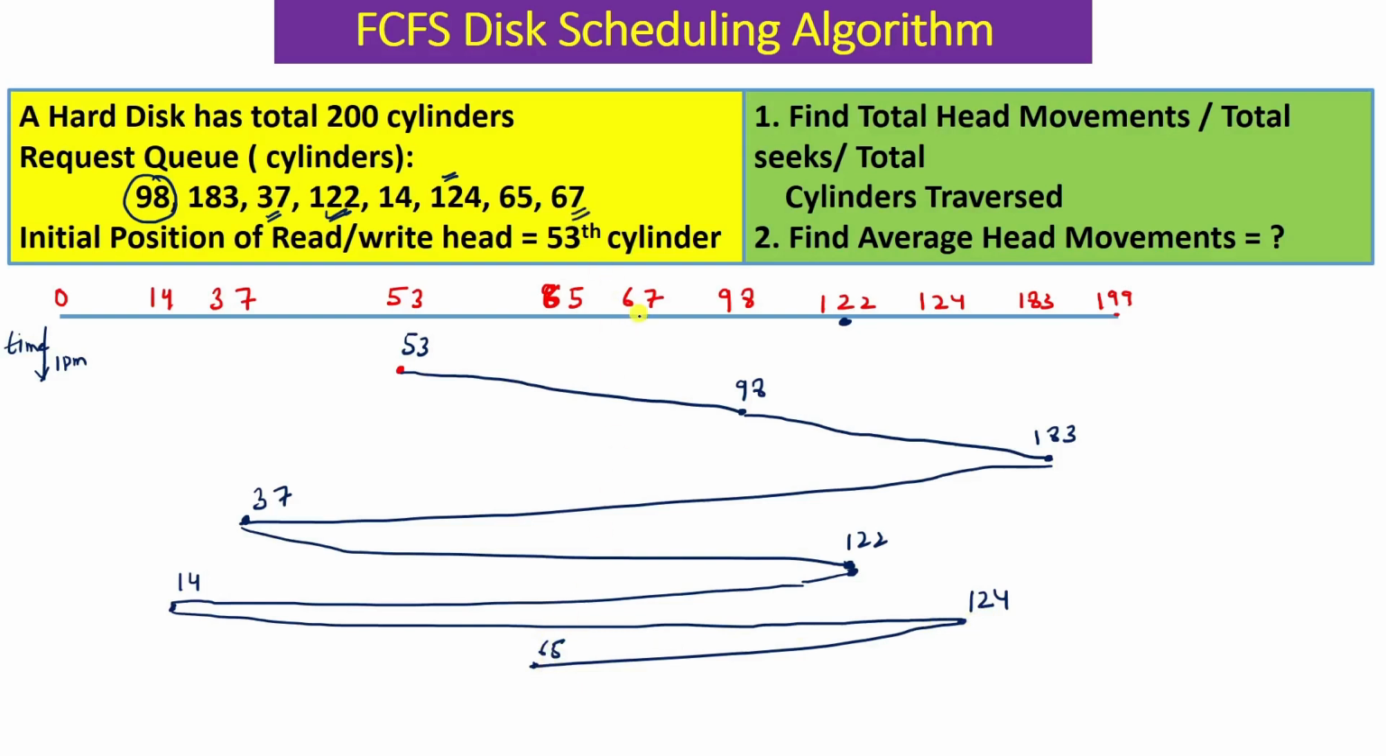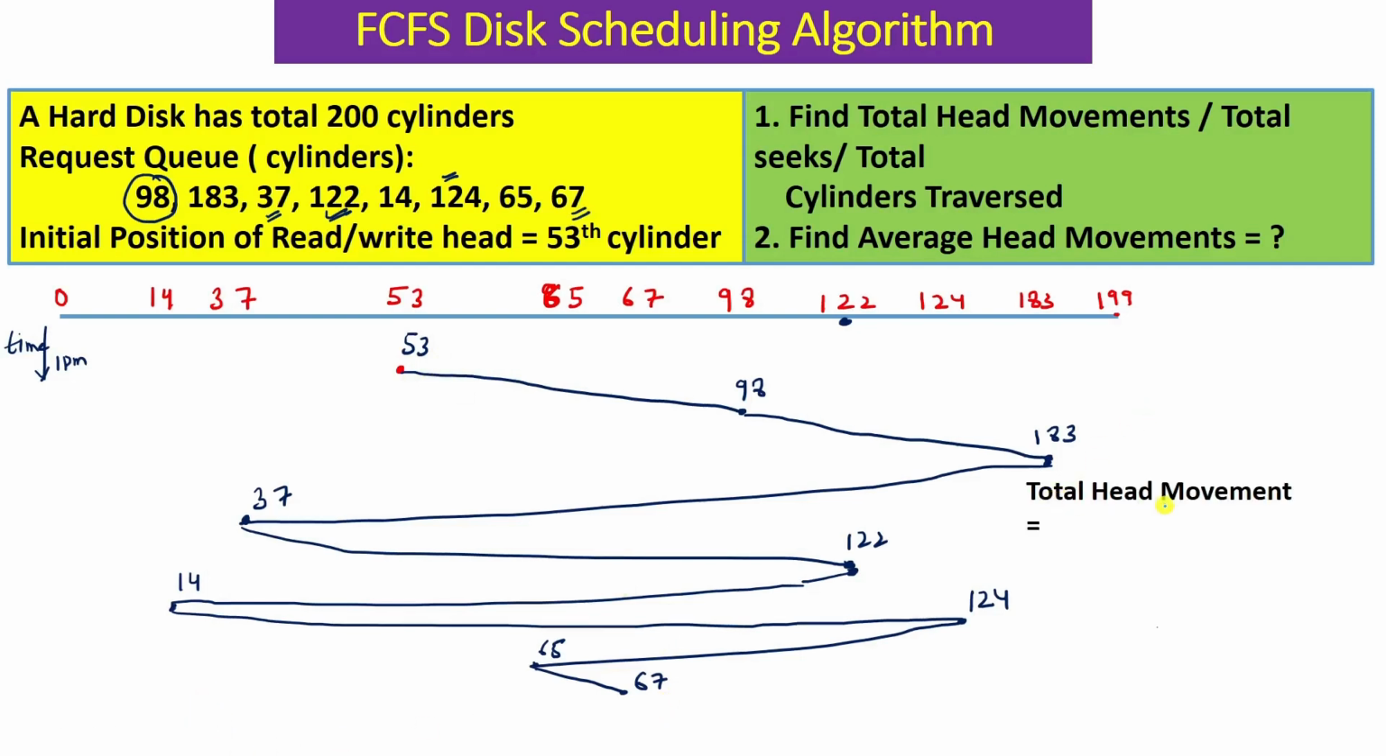Now I have to go to 67. So where is 67? 67 is here, right? So with reference to 65, my 67 is here. So it has to change the direction. So 67 is here. So basically from 53, it goes to 98, then 183, then it changes the direction to 37, and then here, then here. So basically, I now have to tell what will be the total number of head movements. How many times did this head move from 53 to 67, total number of times.